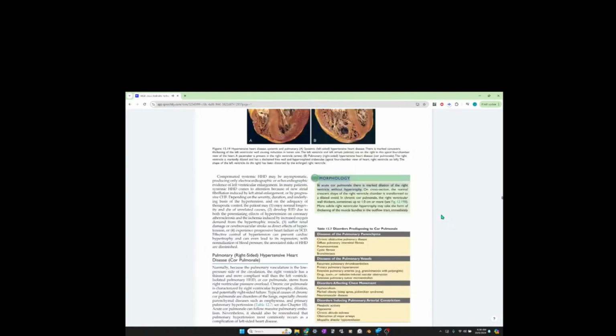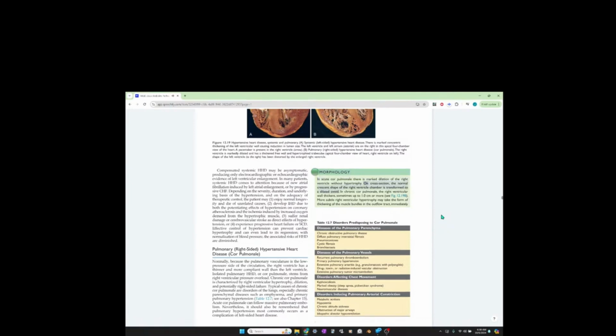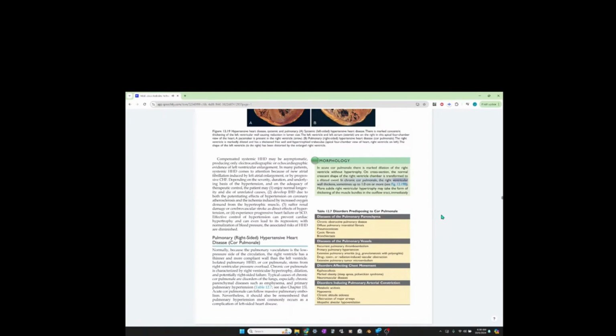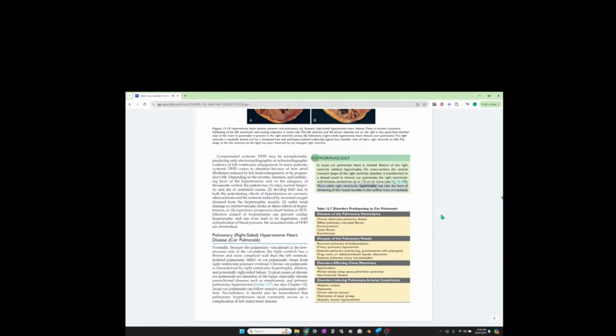Morphology. In acute cor pulmonale, there is marked dilation of the right ventricle without hypertrophy. On cross-section, the normal crescent shape of the right ventricle chamber is transformed to a dilated ovoid. In chronic cor pulmonale, the right ventricular wall thickens, sometimes up to 1.0 cm or more. More subtle right ventricular hypertrophy may take the form of thickening of the muscle bundles in the outflow tract immediately.